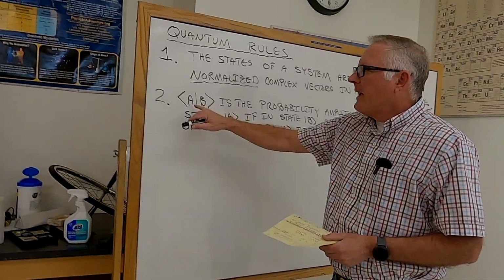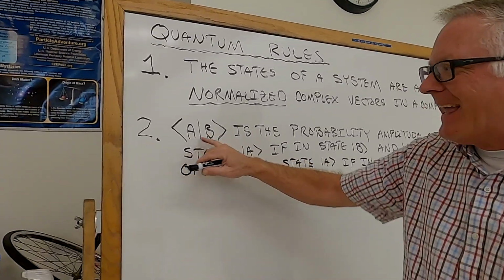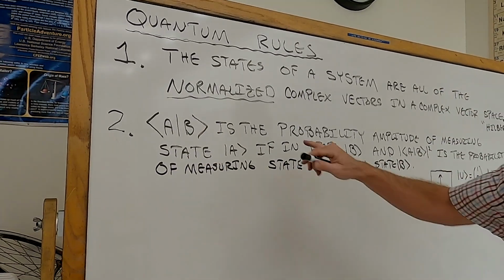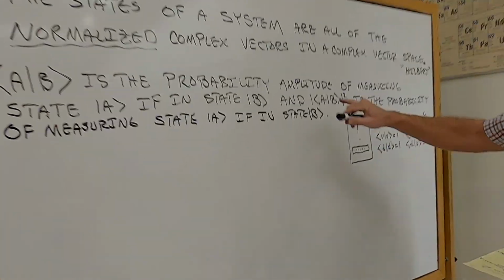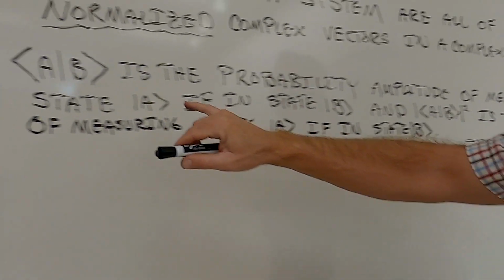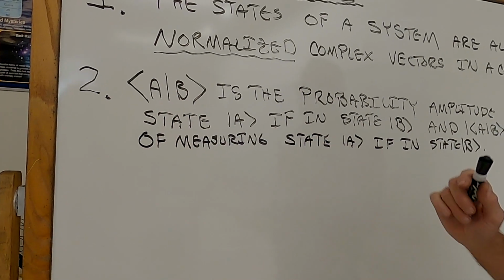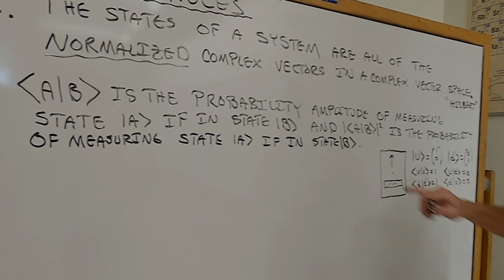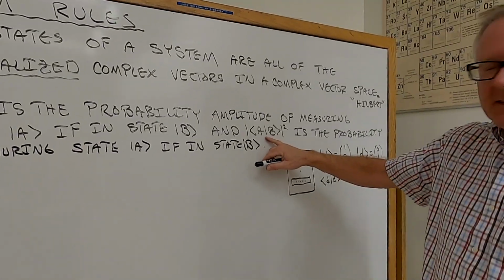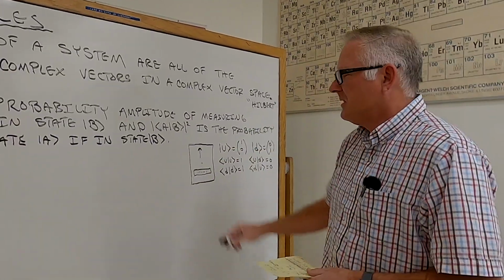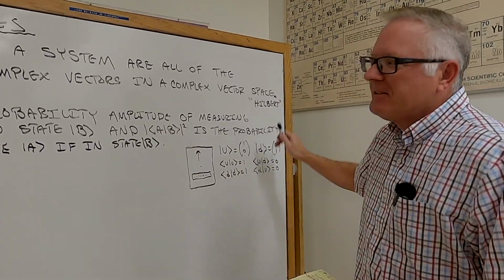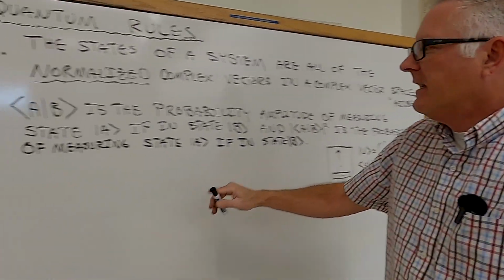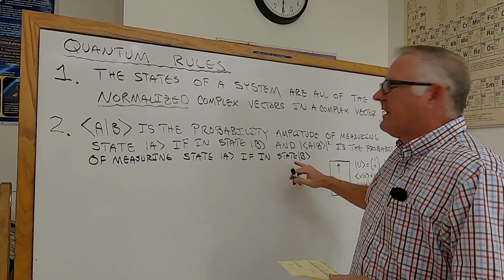Remember, that's everything you can measure about that system. And then we also had, remember, this dot product between A and B is the probability amplitude of measuring state A if you're already in state B. And when you multiply it by its complex conjugate, which is the magnitude squared, is the probability of measuring state A if in state B.